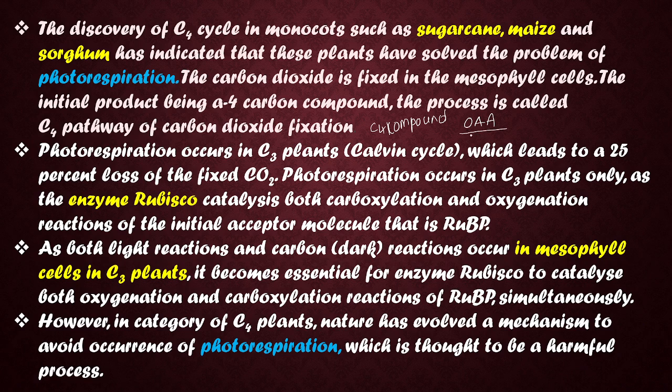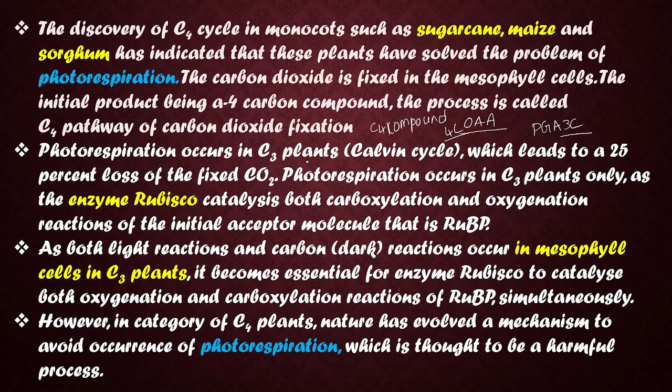It is the first stable compound found in C4 plants, whereas in C3 plants, the first stable carbon containing compound is phosphoglyceric acid. Phosphoglyceric acid is a 3 carbon containing compound. Oxaloacetic acid is a 4 carbon containing compound, hence it is called the C4 cycle. Hence the C3 cycle is the C3 cycle.